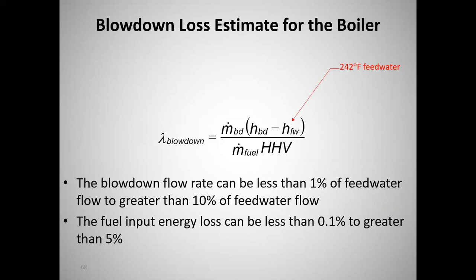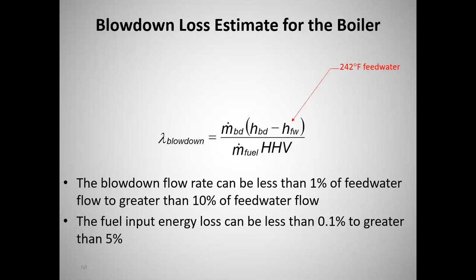This little lowercase lambda blowdown is the loss, and we can multiply that by 100 if we want a percent. So we take the mass flow rate of the blowdown times the enthalpy of the blowdown. That's most likely saturated liquid at whatever the boiler pressure is, which is easy to determine. Then the enthalpy of the feed water, that's the feed water that actually makes it into the boiler. At 242, we're probably preheating that a little bit. We'll talk about that in later portions of this discussion. But anyway, if 242 is the temperature it's coming in, you'd look up saturated enthalpy at 242. So it's mass flow rate times that enthalpy difference, divided by the mass flow rate of fuel times the higher heating value, and times 100 for a percent.